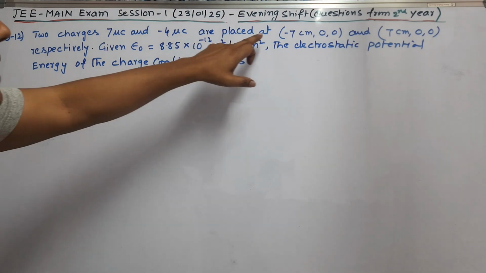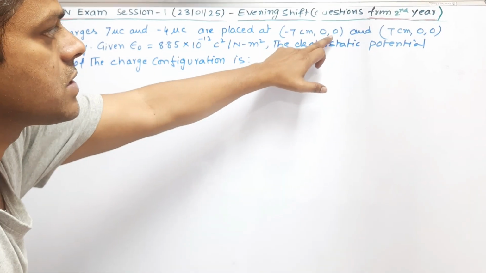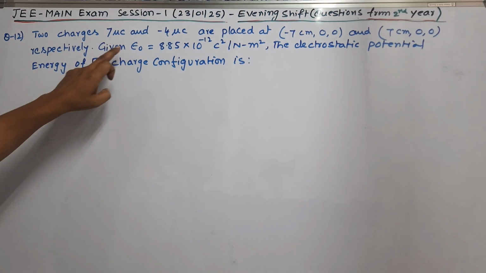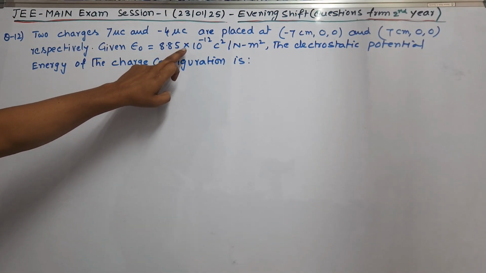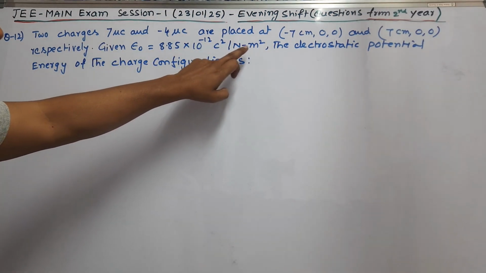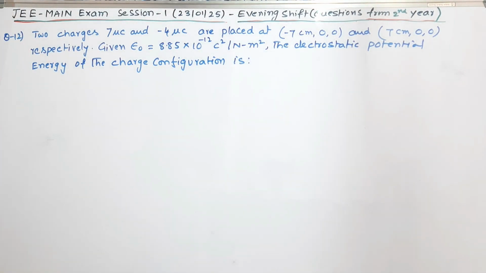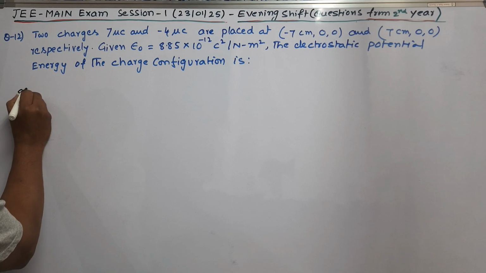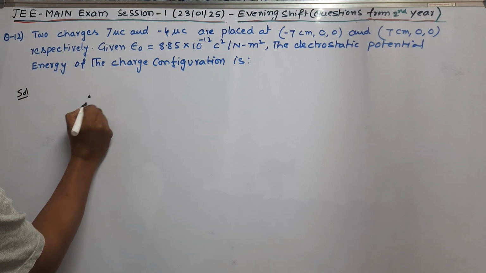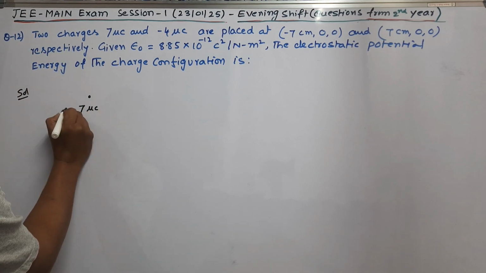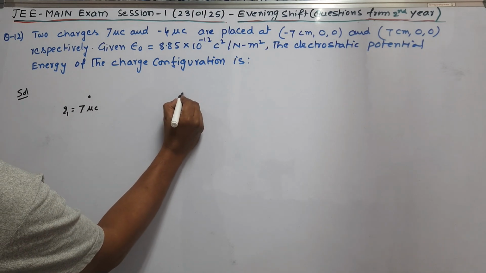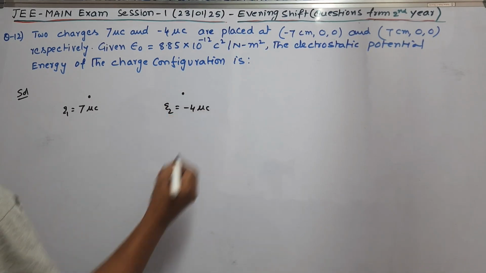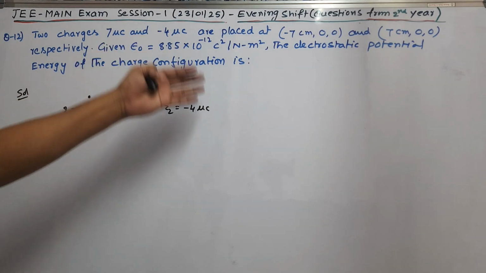4 microcoulomb are placed at minus 7 centimeter, 0, 0 and 7 centimeter, 0, 0 respectively. Given epsilon naught equal to 8.85 times 10 power minus 12 coulomb square per Newton meter square. The electrostatic potential energy of the charge configuration is, this is the question. Okay, there are two charges to see. First charge is 7 microcoulomb, Q1, and the other charge, say Q2, is minus 4 microcoulomb. Their coordinates are given.